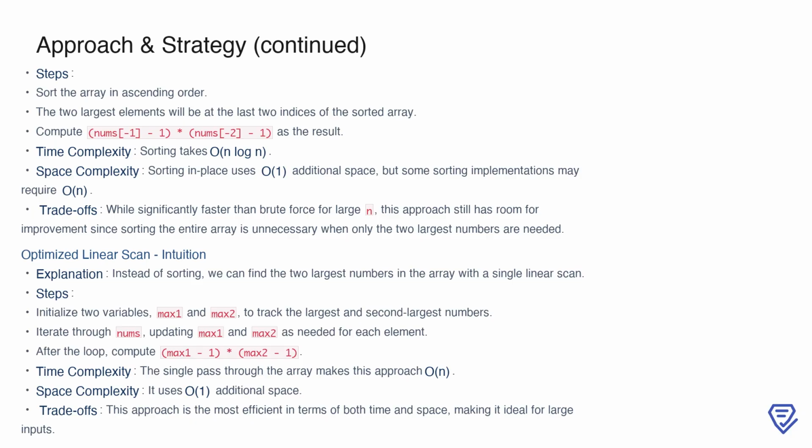At the end of the loop, we compute the maximum product using these two values as (max1 - 1) asterisk (max2 - 1).